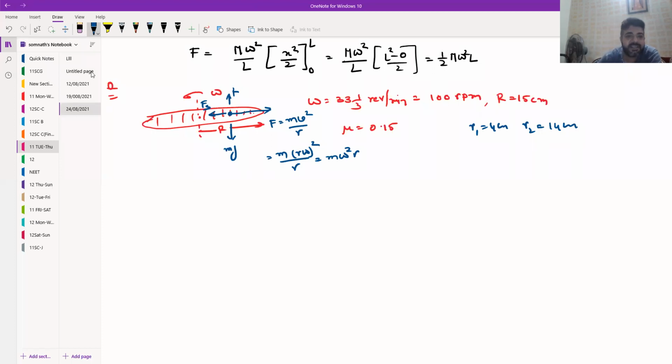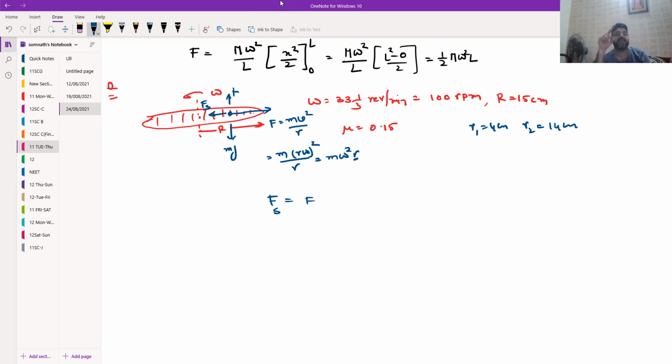Frictional force is greater than centrifugal force, then and only then the coin stays on the record. Otherwise, if the centrifugal force is greater, it will be thrown out. So what do I have to check? I have to find the distance where frictional force is at least equal to centrifugal force. If the coin is farther than that distance, it will move out. If the coin is closer than that distance, it stays. Centrifugal force is directly proportional to r, so as r increases, the centrifugal force increases. If r decreases, the centrifugal force decreases.